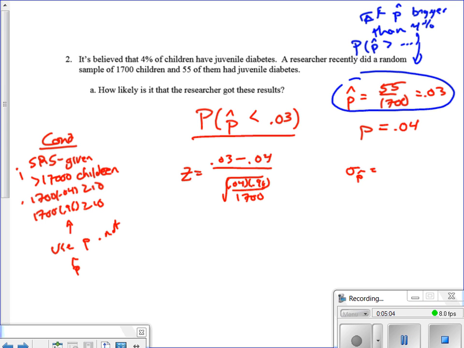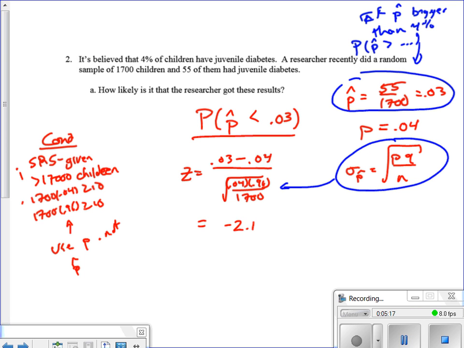Reminder: the standard deviation of a sampling distribution with proportions is the square root of pq over n. That's what's going right there. So our z-score here is about negative 2.10. Let's get a probability associated with that. All right, we were supposed to get 0.04. 0.03 was just below 2 standard deviations, so it's not looking very likely.